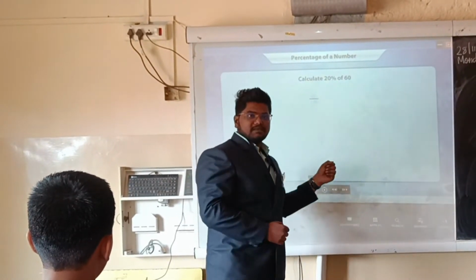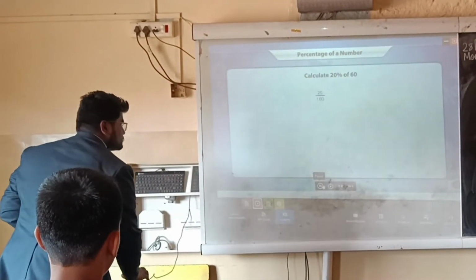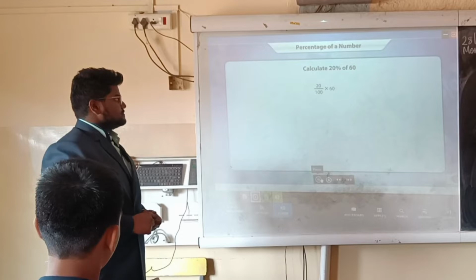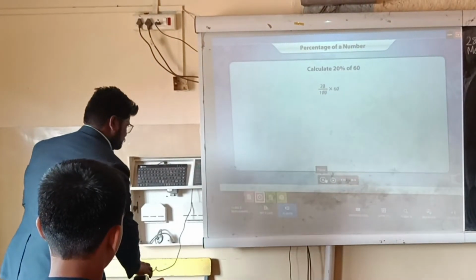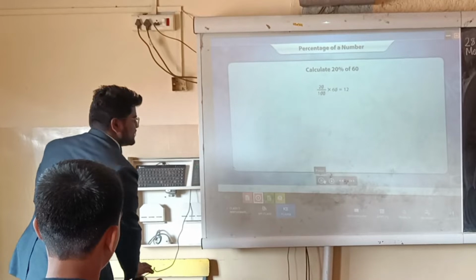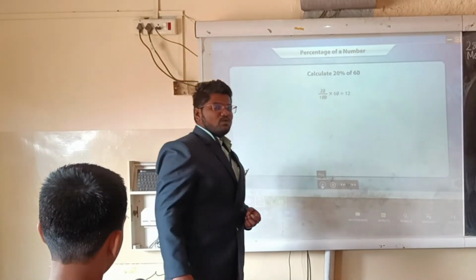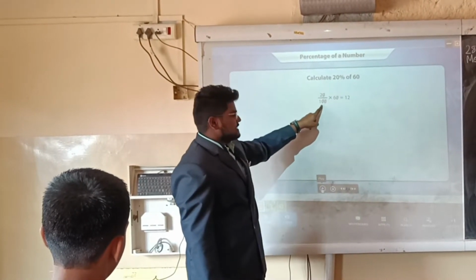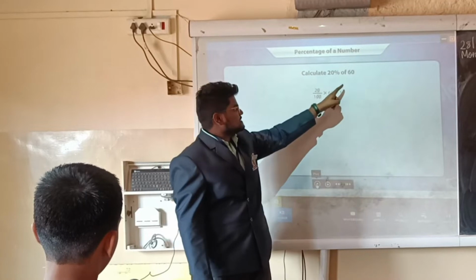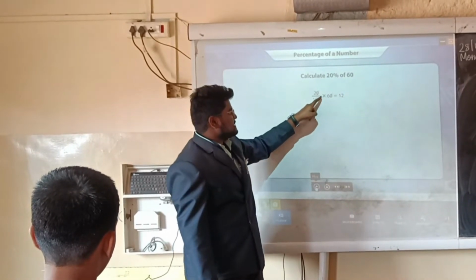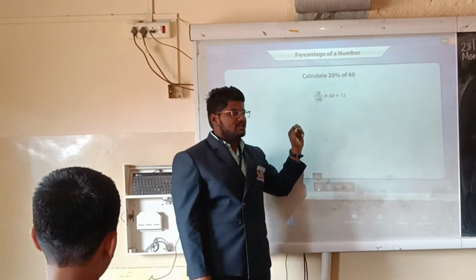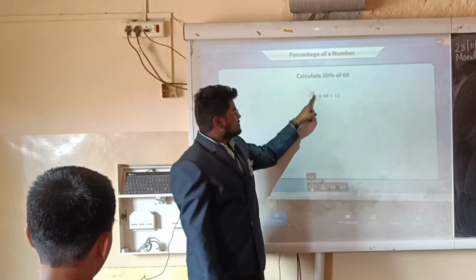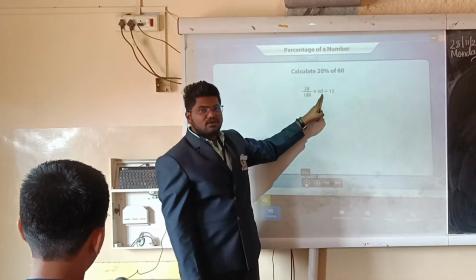Now let us see how the sum is solved. 20 upon 100. Then we multiply it by 60. On simplifying, we get 12. Now you must be wondering what was this whoosh sound. As you can see, 20 upon 100, like I told you, of as multiplication and 60 as it is. See here, 20 and 60 both are the numerators. So when you multiply these numerators, you will get two zeros. You will get one zero from 20 and another from 60.